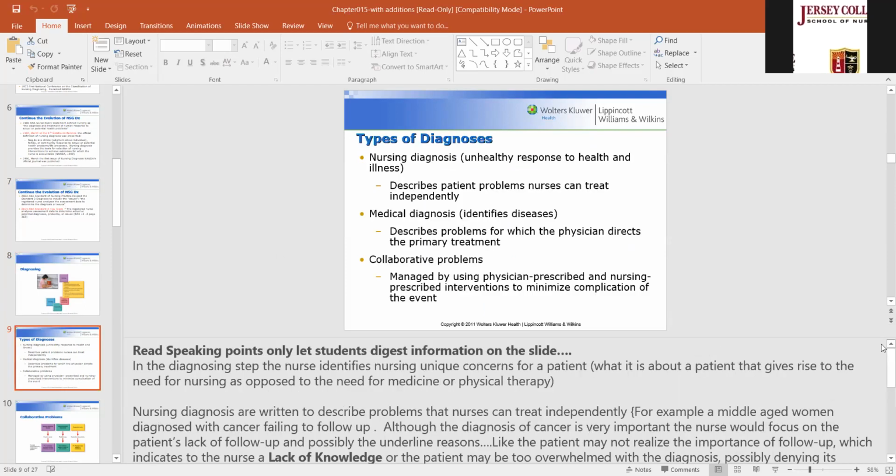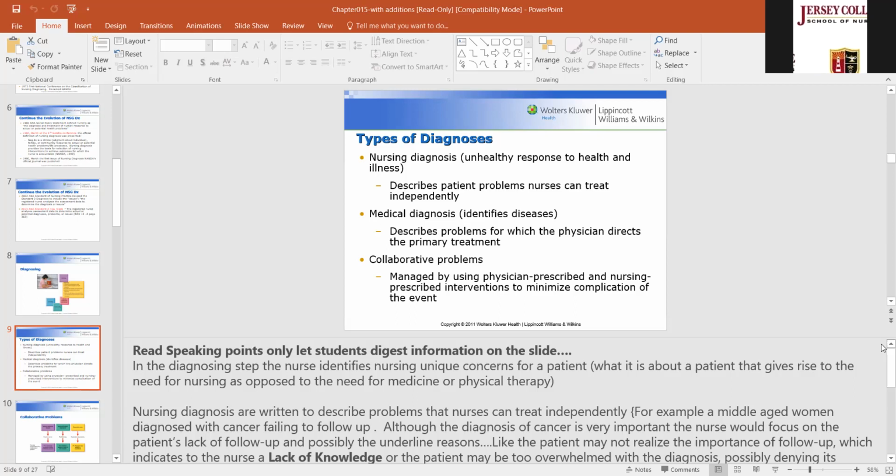So we have different types of diagnoses. There's a nursing diagnosis. This talks about how the patient has these problems that nurses can treat independently. For one, dehydration. How can we treat that independently? Give them fluids. Okay, if there's no contraindication, we can encourage fluids and try to get them to drink it, right? Yes.